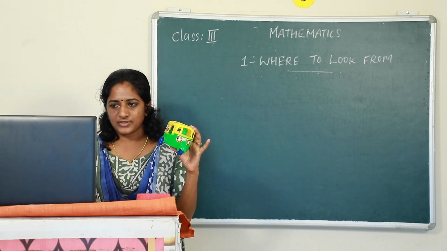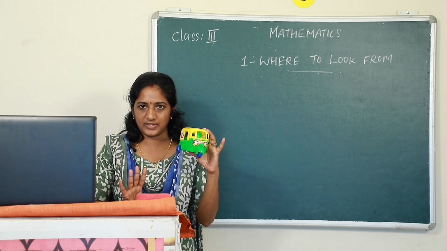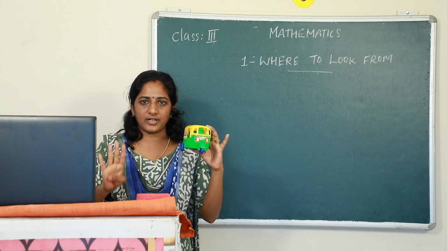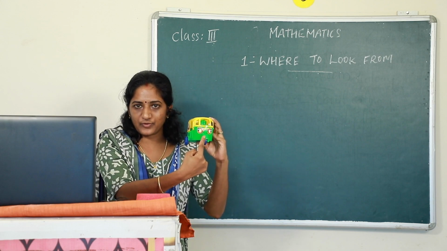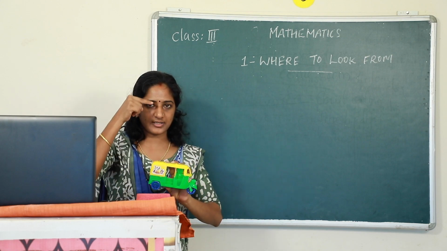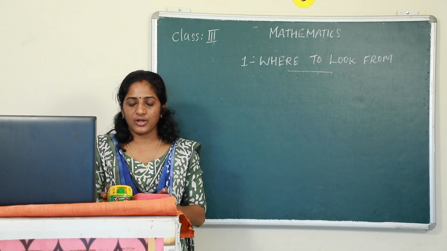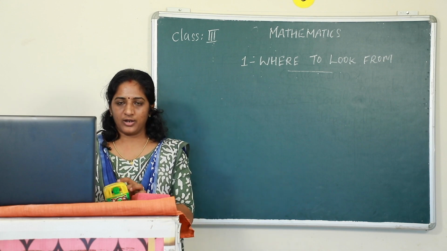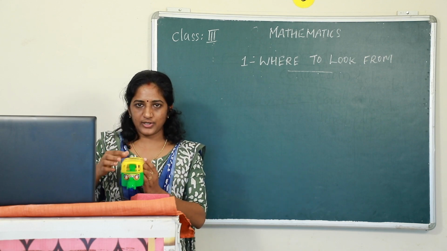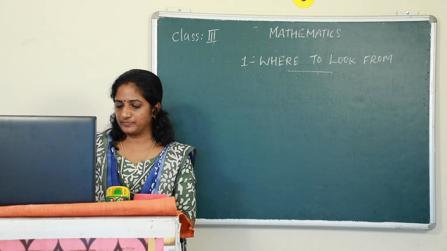Based on how we look at an object, it can have four different views. Which are they? The first is front view, side view, back view and top view. Got it? An object can have four different views: front view, side view, back view and top view. Now children, I will show you some examples.